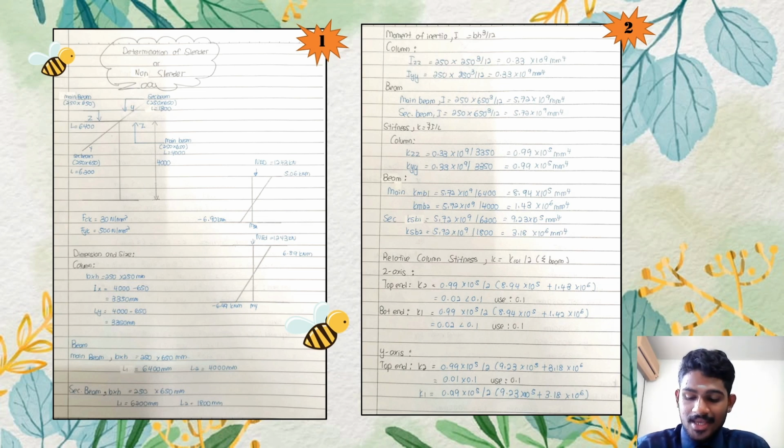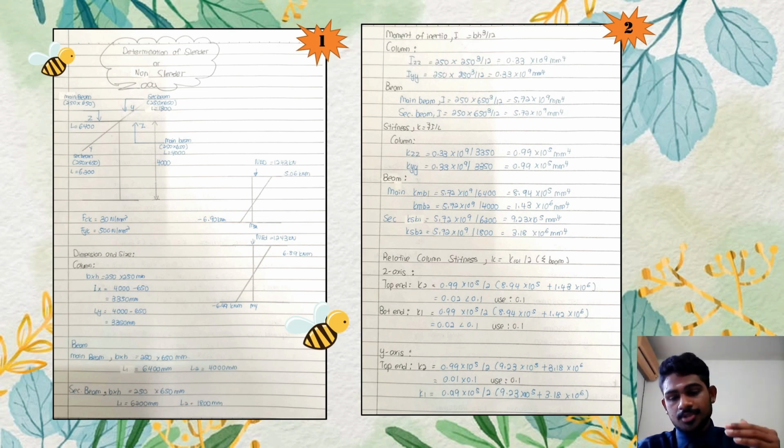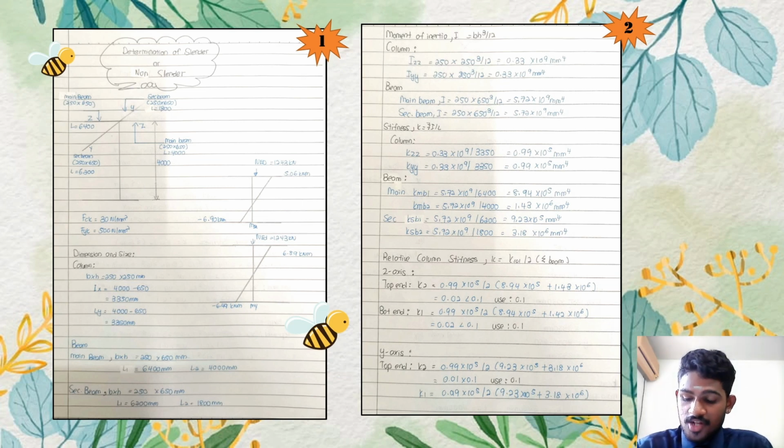For the z-axis, the top end, K2, the value that we'll get is 0.02, which is less than 0.1, so you should use the 0.1 value. For the bottom end, which is K1, the value that you get is 0.02, which is less than 0.1, and still you need to use the 0.1 value. And also for the y-axis, the top end, K2, the value that you get is 0.01, which is also less than 0.1, so you should use the 0.1 value.